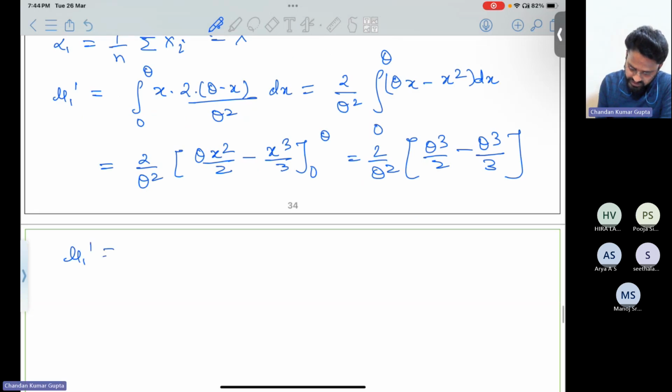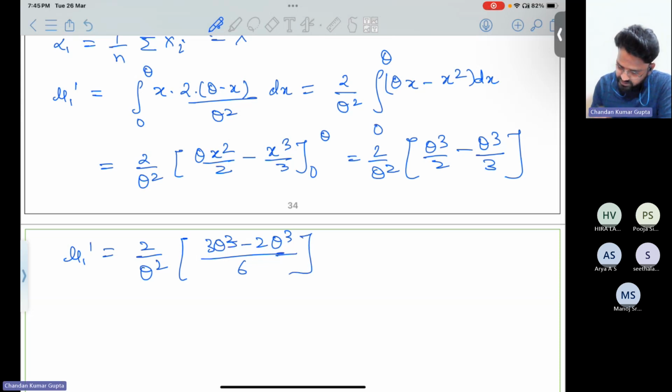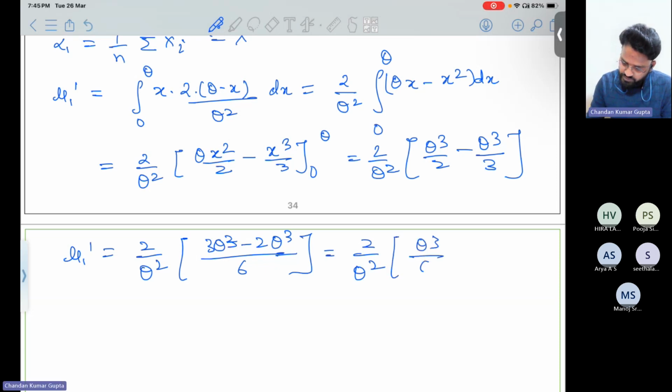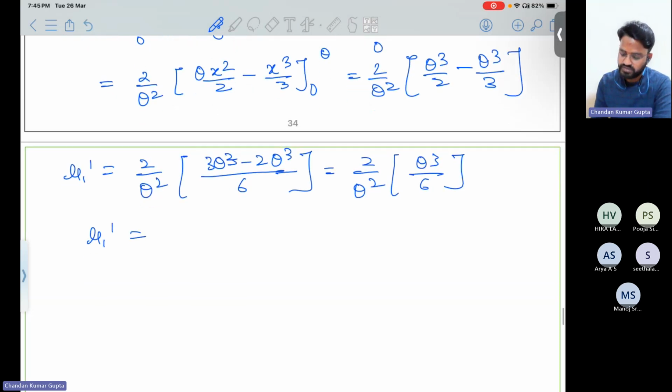So mu1 dash equal to 2 upon theta square times 3 theta cube minus 2 theta cube upon 6. Theta square, theta cube, it's 2 minus 1, that is 2 upon theta square times theta cube upon 6, and mu1 prime or mu1 dash will be theta upon 3.